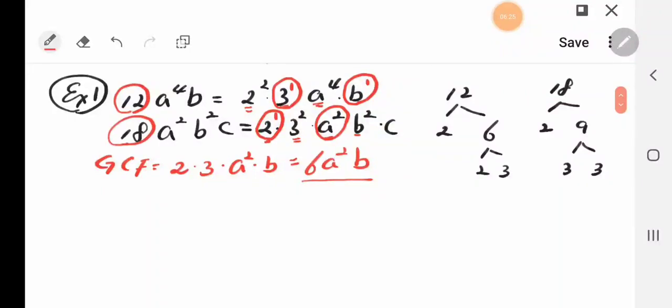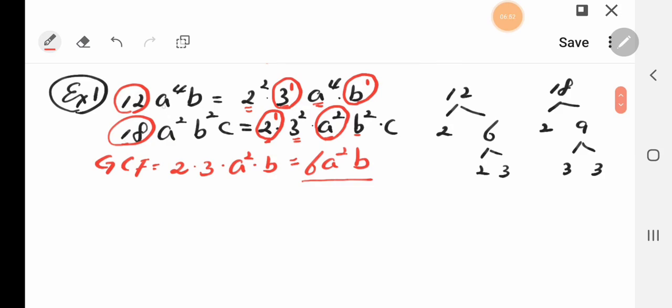12 and 18. So the number 6 divides both 12 and 18. 2 can divide both numbers, 3 can divide both numbers, and 6 divides both numbers. So 6 will be the greatest common factor. So if you look at the numbers, you can find 6 as a common factor.